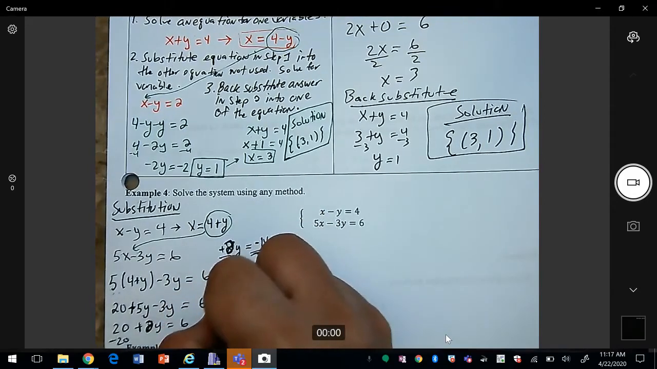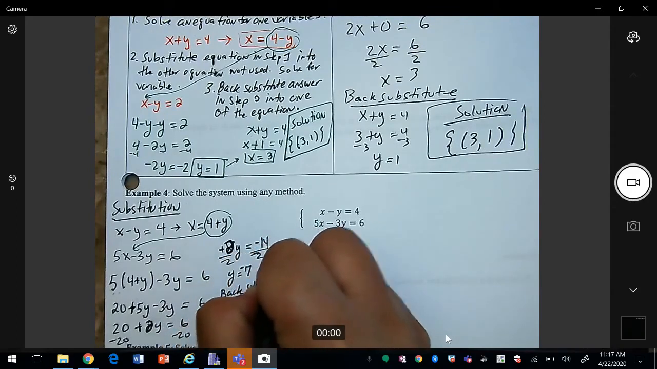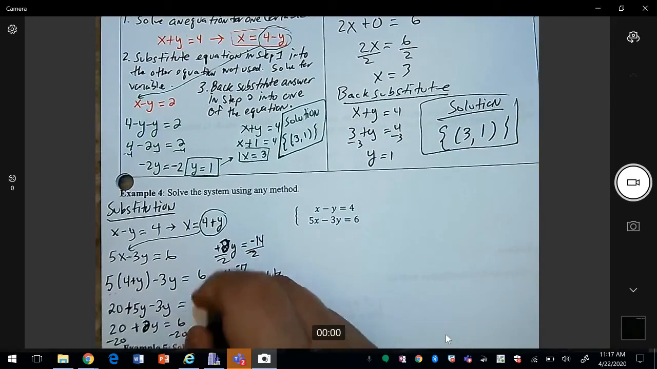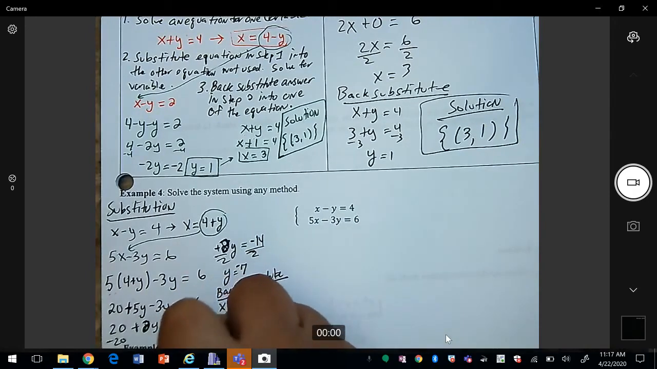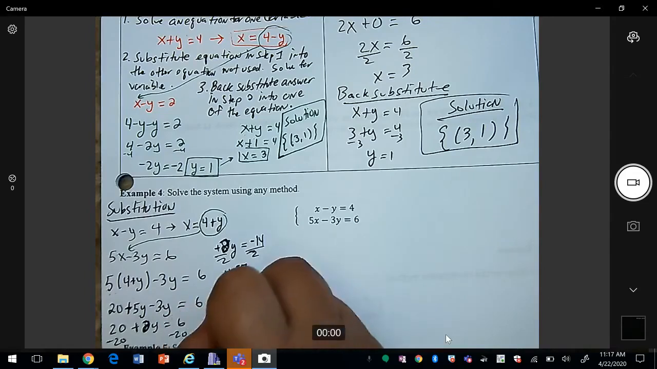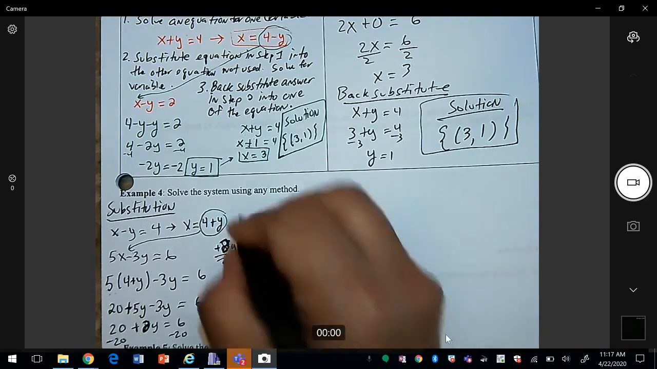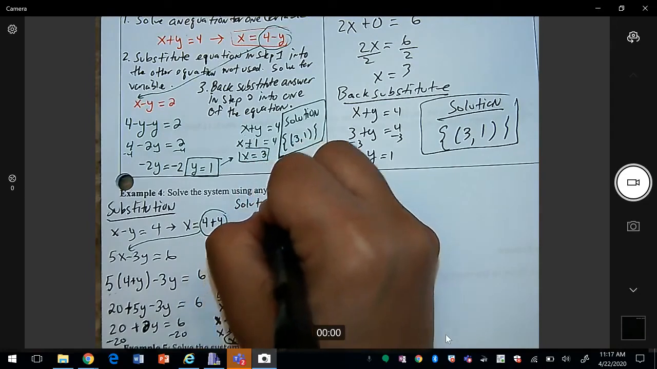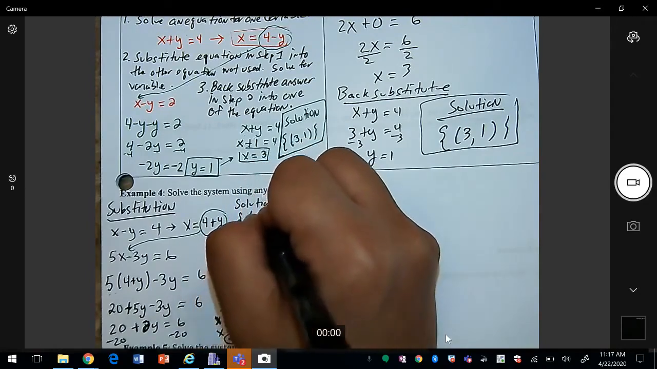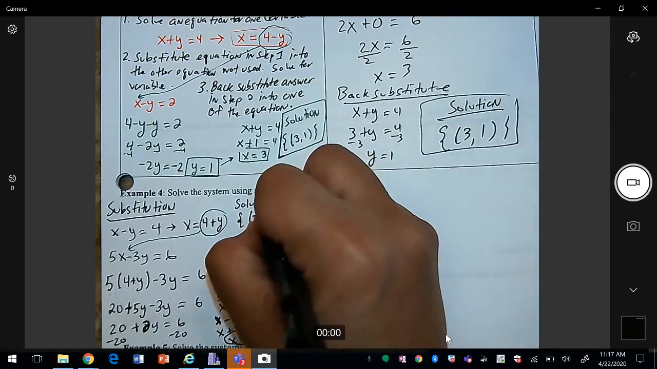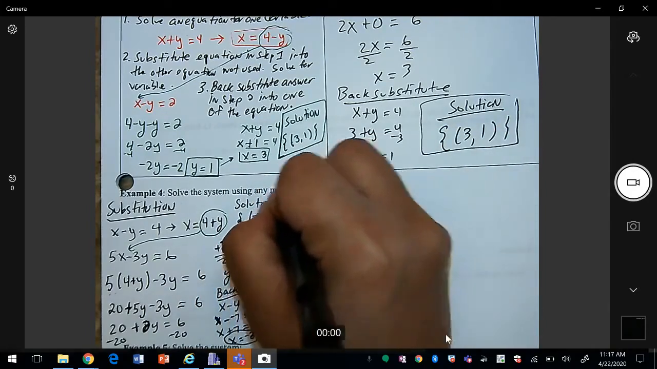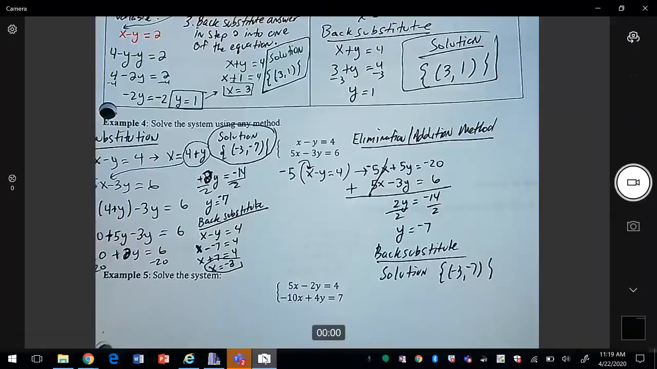So now we back substitute. And so I can pick the first equation. We don't know what the value of x is. y is negative 7. So x is going to be equal to negative 3. So my solution is x is negative 3 and y is negative 7. Okay.